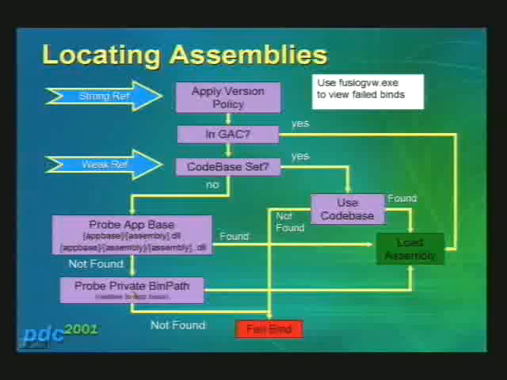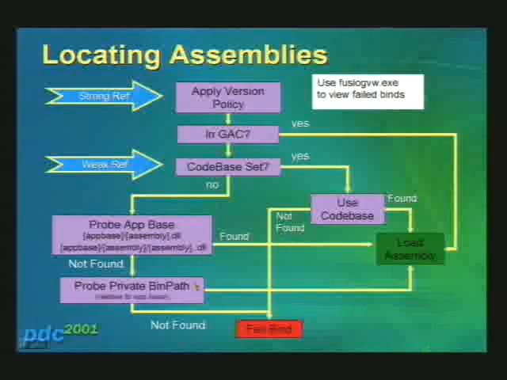If we don't find it, there's one more alternative which I didn't mention earlier, and I will show you how to set this in just a minute. It's called the private bin path. This is probably not something that most people would use. It's more handy during development than anything else. But the private bin path is just a path that you can set per application to say, in addition to all the other places, look here. And we'll start probing on that bin path as well, looking for the assembly. And if we find it, we load it. If we don't, we fail.